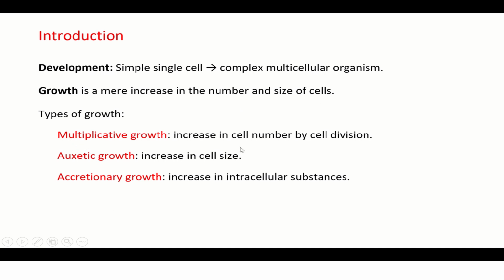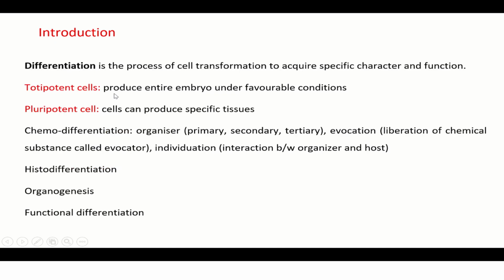Multiplicative growth, an increase in cell number by cell division, like we see in the epidermis of the skin and the intestinal epithelium. Then auxetic growth, an increase in cell size, like we see in the ovum. Then accretionary growth, an increase in the intracellular substance, like we see in cartilage and bone. Multiplicative growth, auxetic growth, and accretionary growth. Then differentiation is a process of cell transformation to acquire specific character and function, like a specialized tissue.